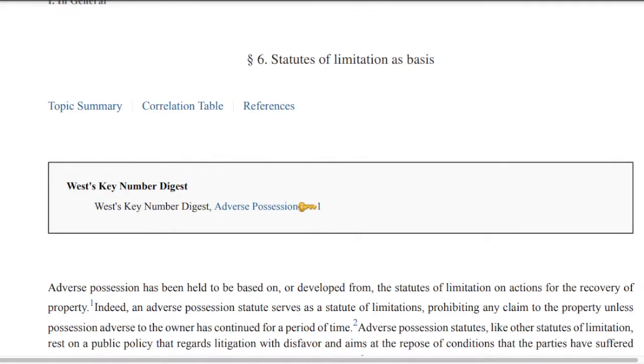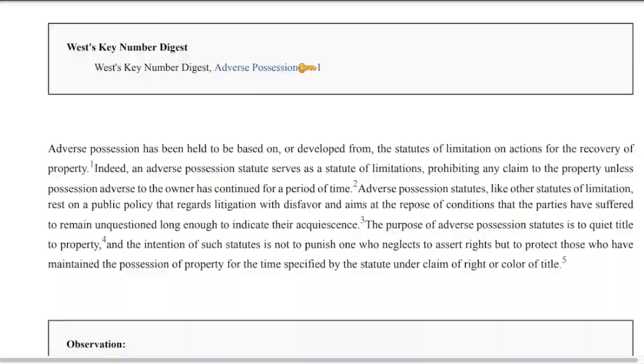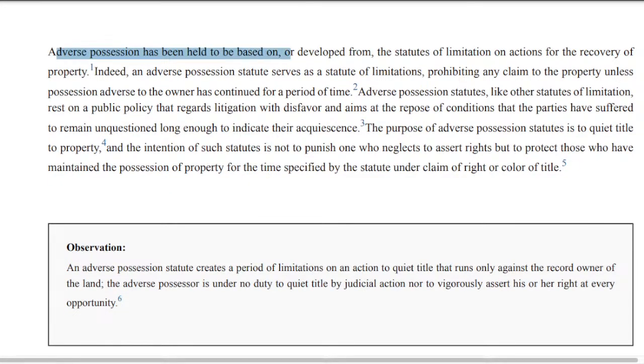On the statutes of limitations as basis, Section 6. Adverse possession has been held to be based on or developed from the statutes of limitation on actions for the recovery of property. Indeed, an adverse possession statute serves as a statute of limitations, prohibiting any claim to the property unless possession adverse to the owner has continued for a period of time. Adverse possession statutes, like other statutes of limitation, rest on a public policy that regards litigation with disfavor and aims at the repose of conditions that the parties have suffered to remain unquestioned long enough to indicate their acquiescence.